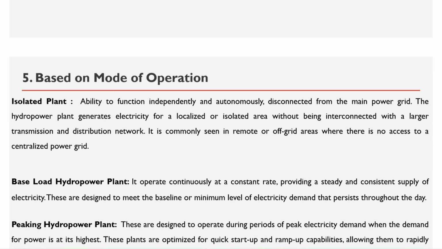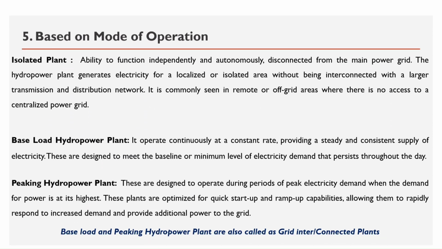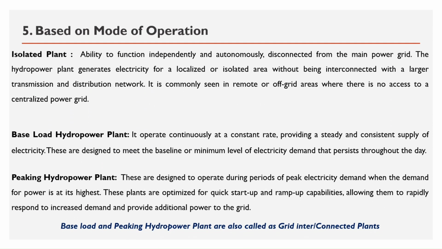Isolated plant. It has the ability to function independently and autonomously, disconnected from the main power grid. The hydropower plant generates electricity for a localized or isolated area without being interconnected with a larger transmission and distribution network. It is commonly seen in remote or off-grid areas where there is no access to a centralized power grid.